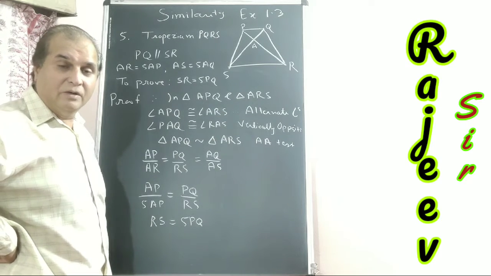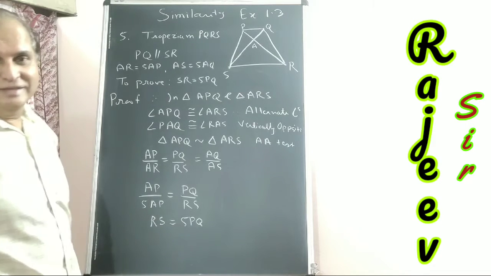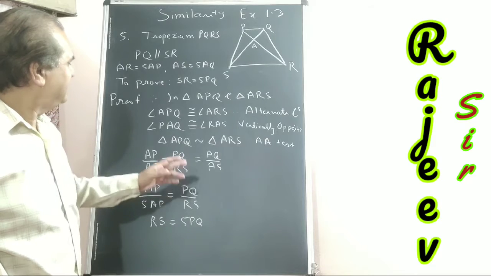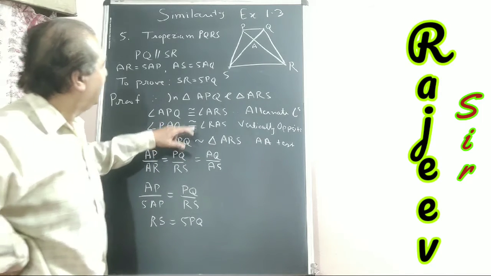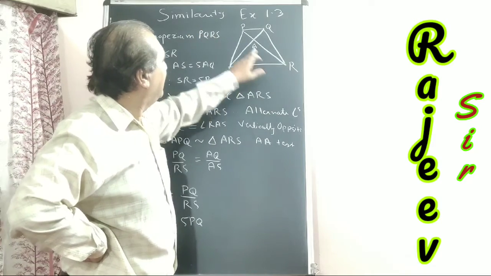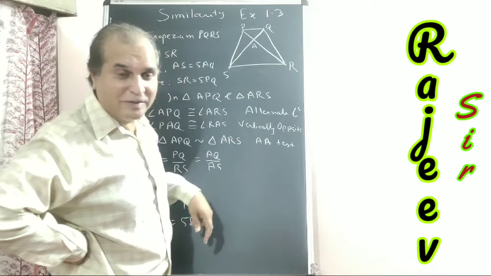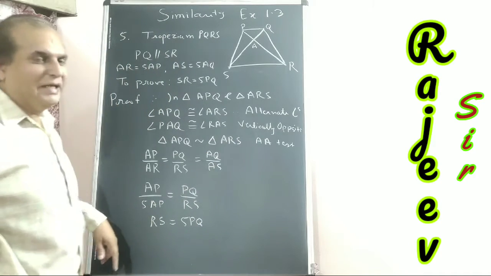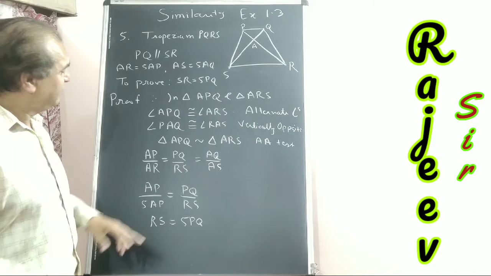You can write converse of alternate angle test better. Don't lose marks. It depends. Angle PAQ is congruent to angle RAS. Can you guess? These are vertically opposite angles, so they must be congruent. So two angles are proved easily.